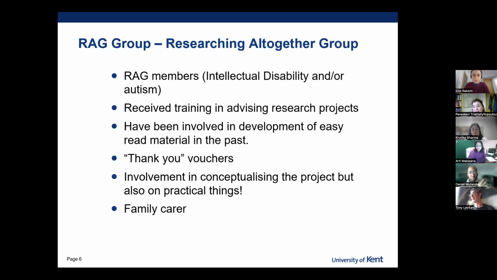In the Tizard Centre, we're really lucky to have a group of people with learning disabilities and autistic individuals called RAG, the Researching Altogether group. This is a group we have been training, and they're research aware, and they advise us on research projects. They have been involved in developing easy read material in the past. There's always an issue around payment for the RAG group, as people are receiving benefits and we don't want to interfere with that. So we pay the RAG group some amount in the year.